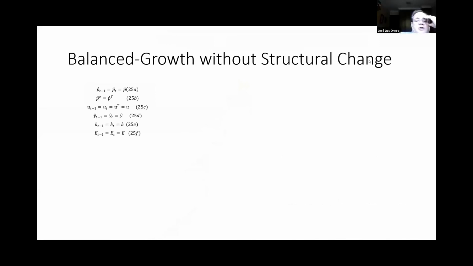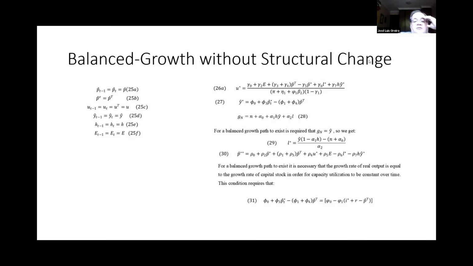The balanced growth with structural change. Well, in balanced growth, the inflation rate is kept constant. Inflation expectations equal the target. Capacity utilization is constant. The growth rate of real output is constant. The manufacturing share is constant but exogenous, and the real exchange rate is constant but exogenous. So we have the system of equations for a balanced growth without a structural change.